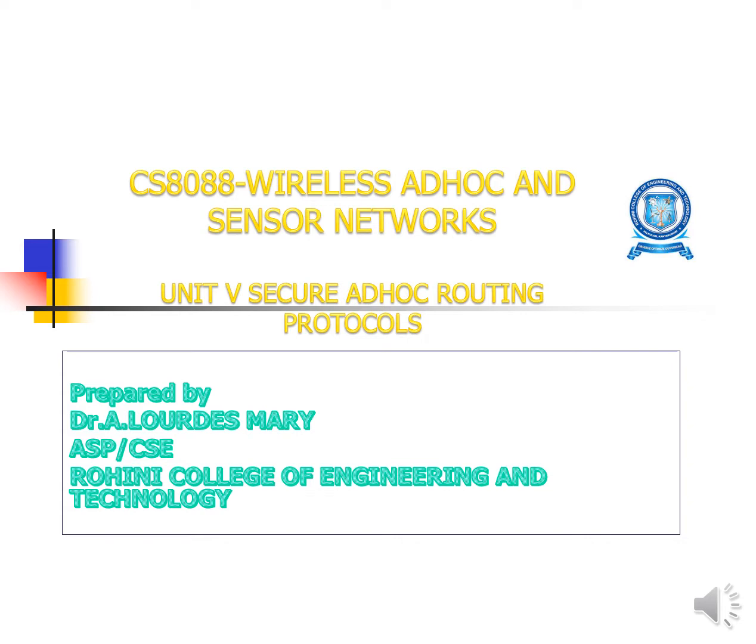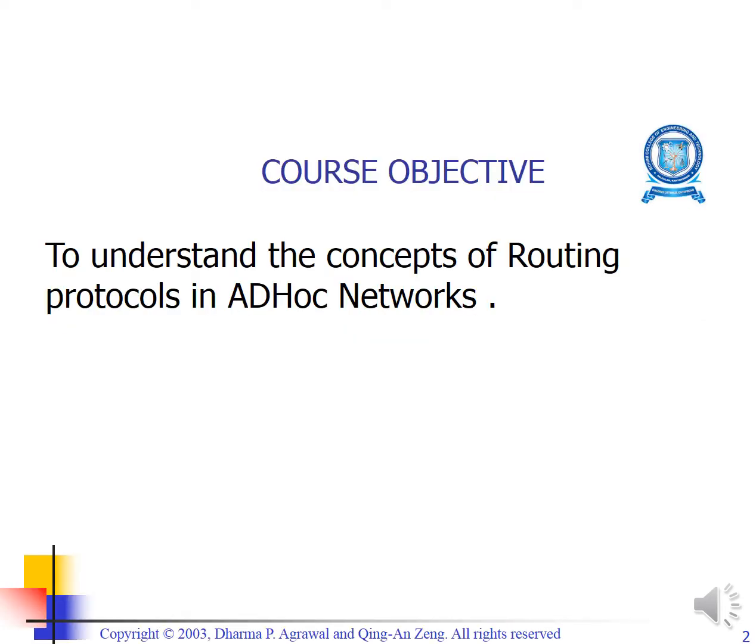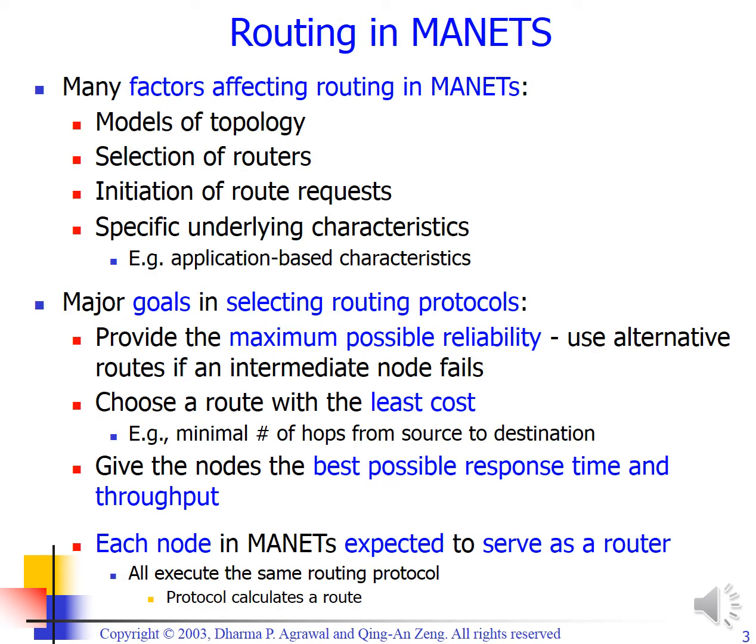So I'm going to take the subject CEC 088, Wireless Adhoc and Sensor Networks. To understand the concept of routing protocols in Adhoc networks, we manage many factors affecting routing: models of topology, selection of routers, initiation of route request, specific underlying characteristics, and application-based characteristics. The major goal in selecting routing protocols is to provide maximum reliability, with alternate routes if an intermediate node fails. So choose a route with at least a minimal number of hops from source to destination, and give the nodes the best possible response time and throughput.